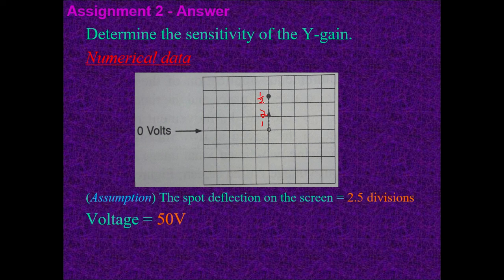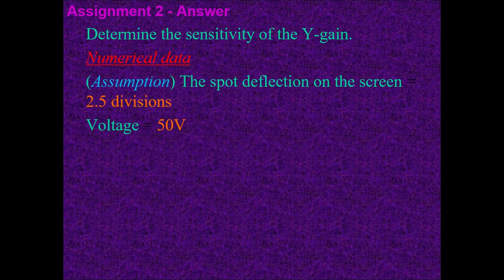So that's what we start with, an assumption that the spot deflection on the screen is 2.5 divisions, and from the question the voltage is 50 volts. So determine the sensitivity of the Y gain. Now how do we go about this? The sensitivity shall be given by voltage divided by the number of divisions. Believe this one from the previous formula that you have been given. You can play around with it, because voltage is equal to displacement multiplied by sensitivity.